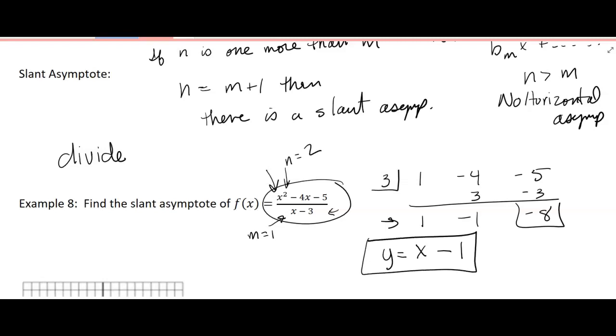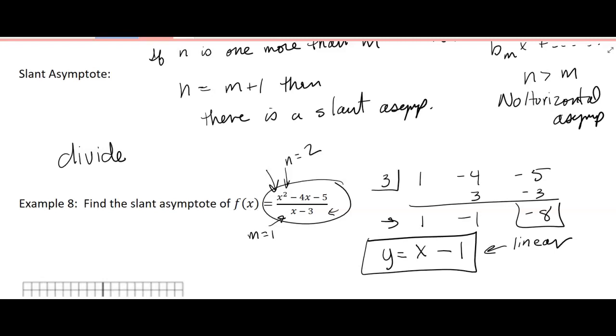So there it is. I just found the slant asymptote. I divided the numerator by the denominator. If you can use synthetic division, great. If not, then you use long division. But no matter what, this is always going to be linear. That's why it only works if the degree is one more than the other one.